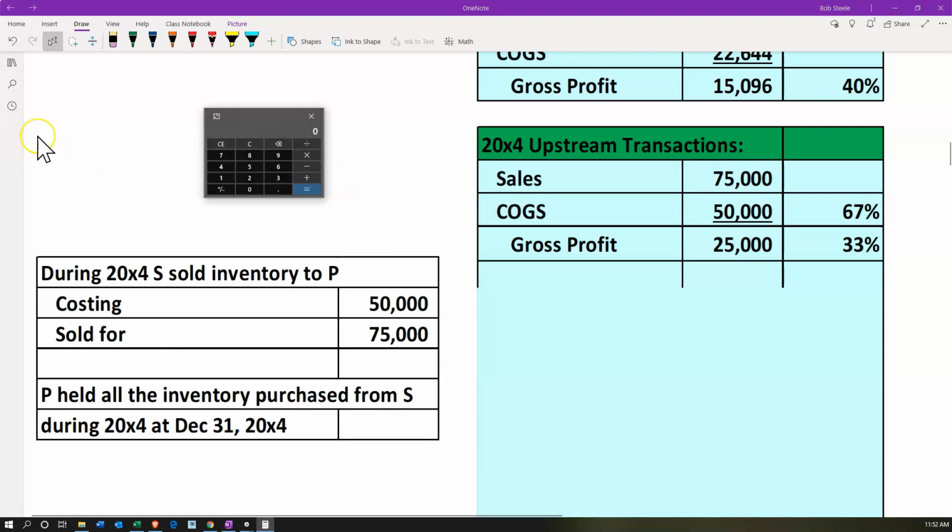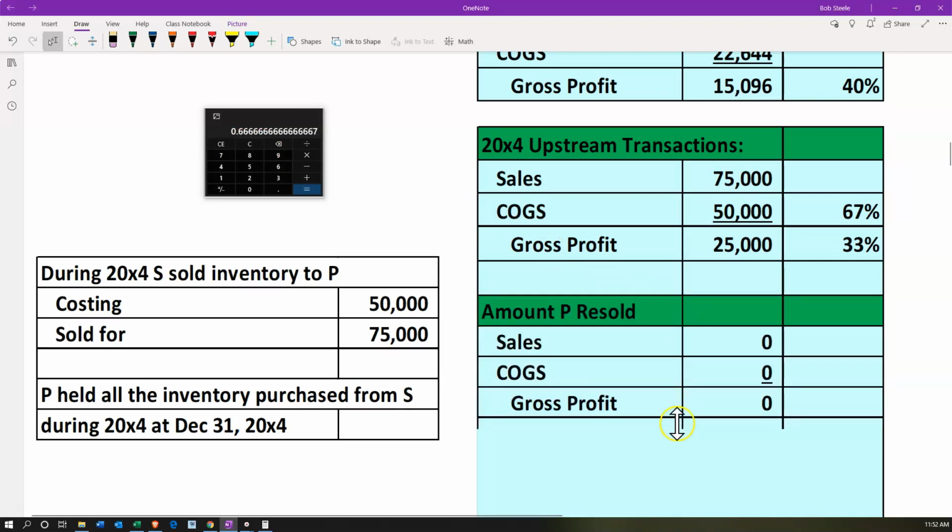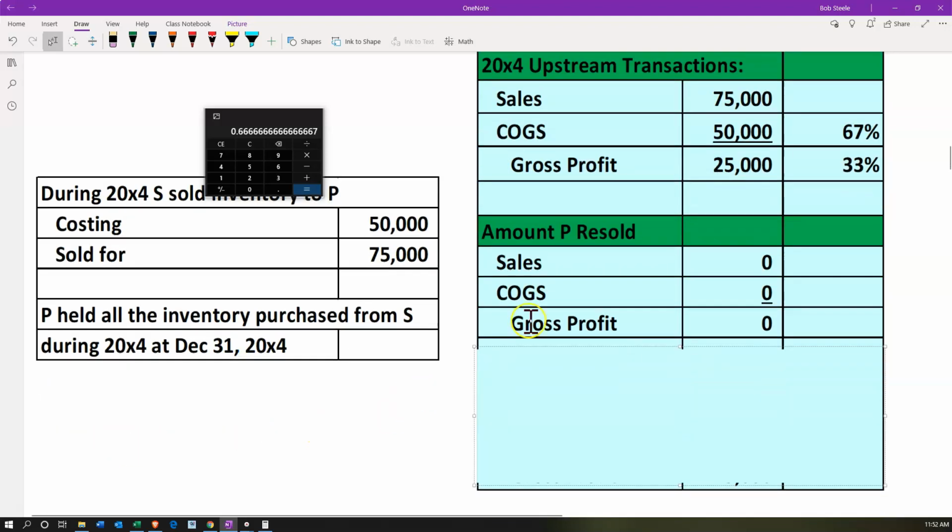The gross profit percent then is 25,000 divided by 75,000, or 0.3333, 1/3, and then the 50,000 over the 75,000. Notice, be careful of the rounding here, because rounding will cause minor differences. And then it says P held all the inventory purchased from S during 2000X4 at December 31st. So that means all of this inventory that was sold is still on the books. It wasn't resold. So none of it was resold.